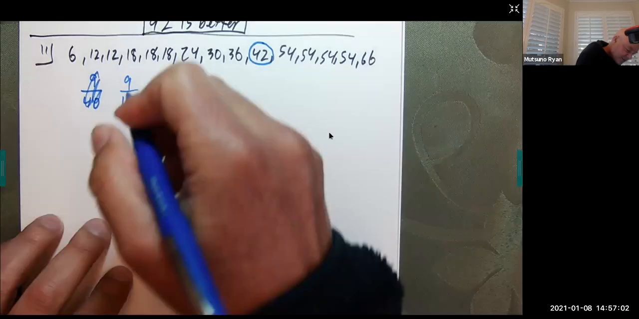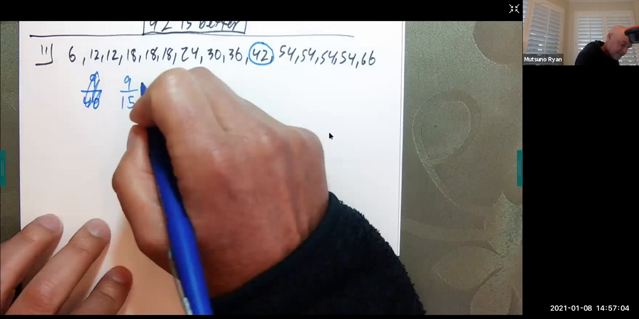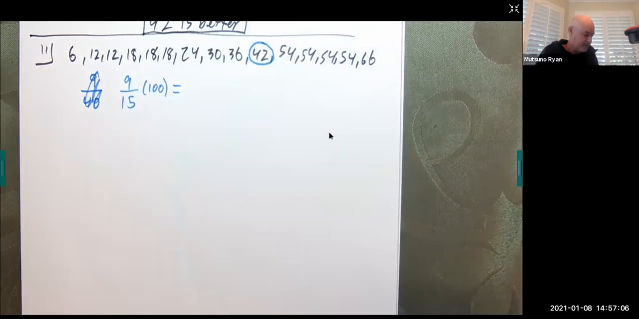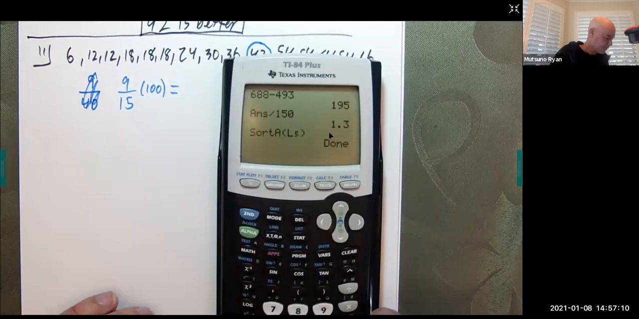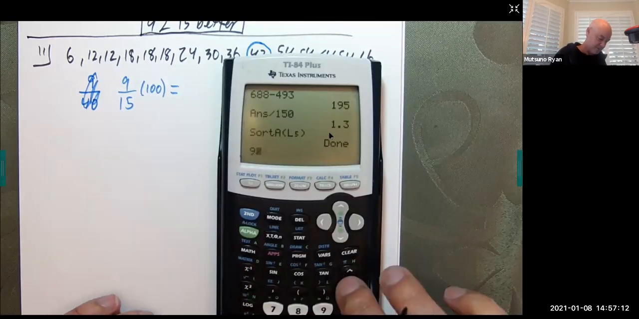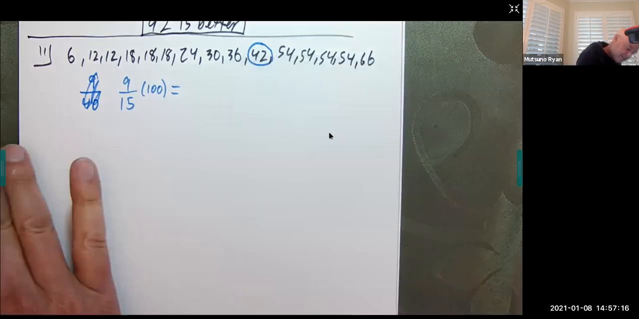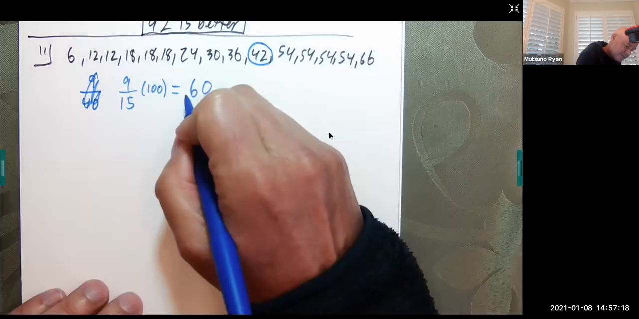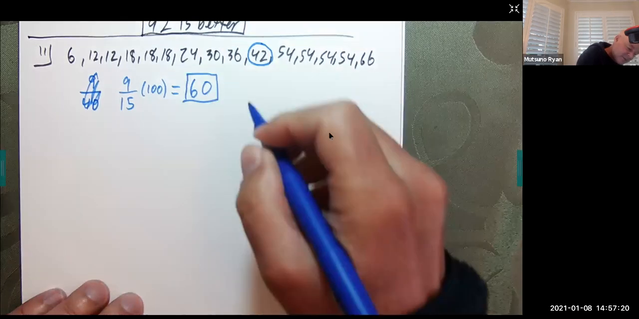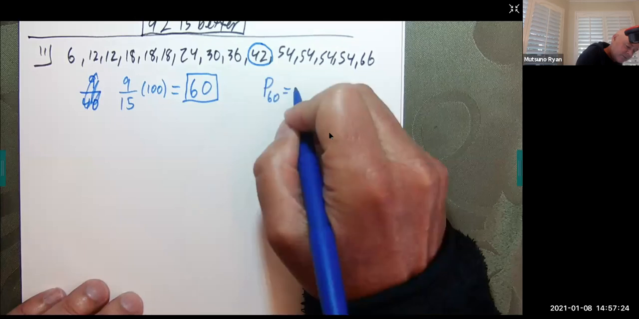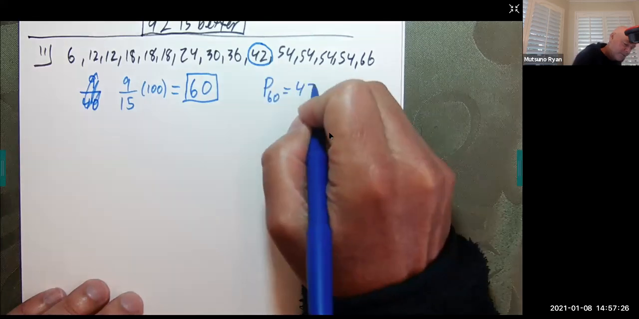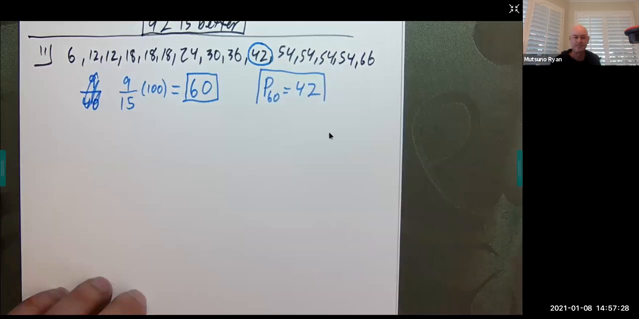And I need to change that into a percent. So let's see what we get. 9 divided by 15 times 100. So here's the answer, 60. And let me interpret this. This means that P sub 60 is 42. Kind of cool.